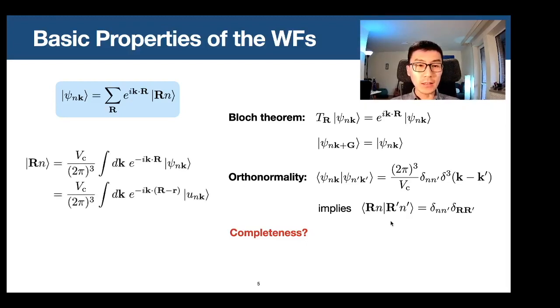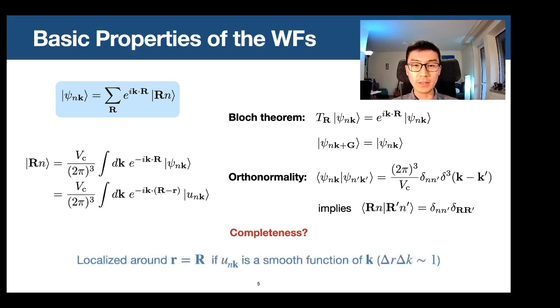Finally, one of the most important properties is that it is localized around the Bravais lattice vector R. But there is a condition: U has to be a smooth function of K. This is simply because of the basic properties of the Fourier transformation. The more slowly the function varies in K space, the more localized it is in real space. On the other hand, if the function varies a lot in K space, then the function is also quite spread out in real space. So in order to obtain well-localized Wannier functions, it is important that we have a very smoothly varying function U.